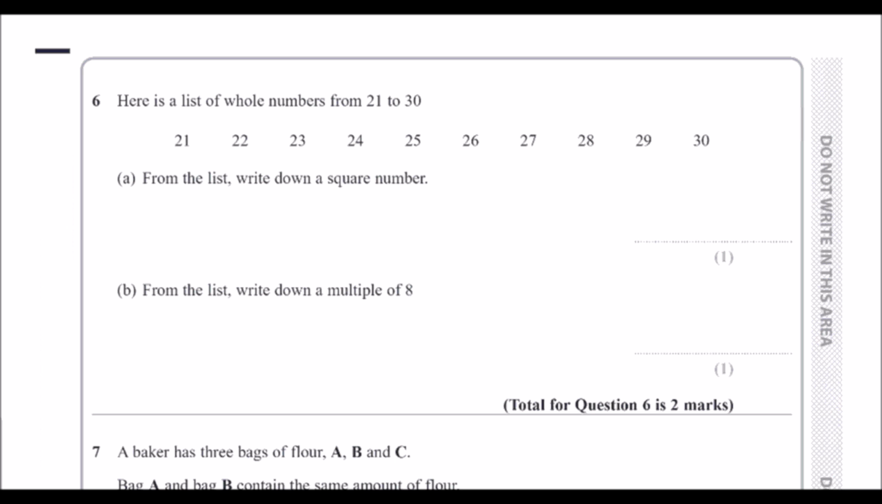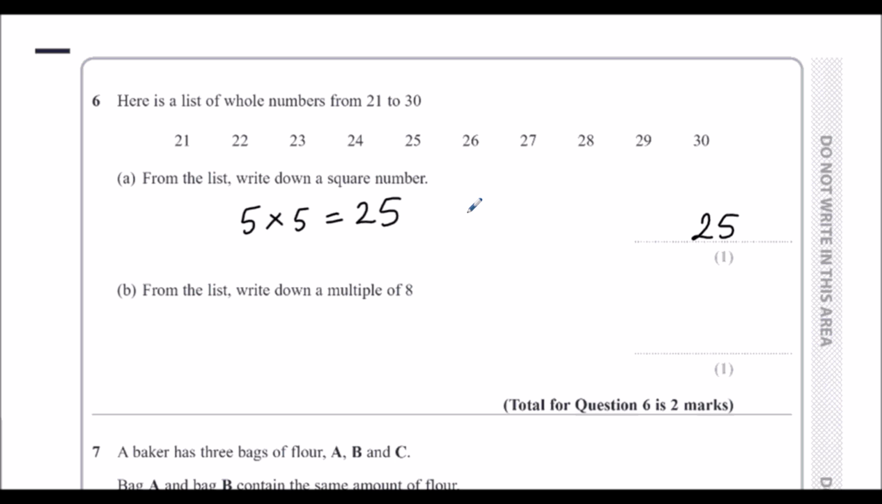Question 6. Here is a list of whole numbers from 21 to 30. From the list, write down a square number. So the only square number on that list is 25. And 25 is a square number because it is 5 squared. 5 times 5 is equal to 25.